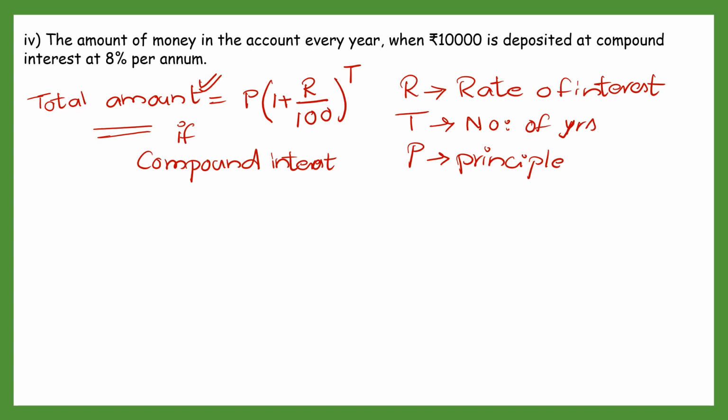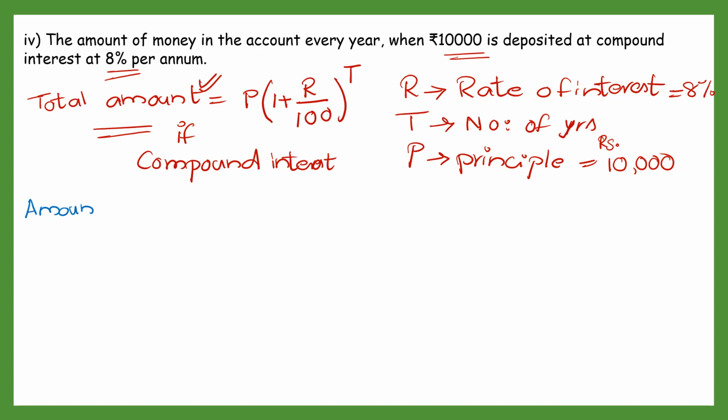Now it is given that the rate of interest is 8%, compounded. The principal, which means the initial amount, is 10,000 rupees. Let's calculate the amount of the first year.